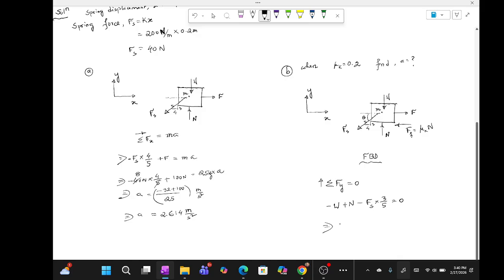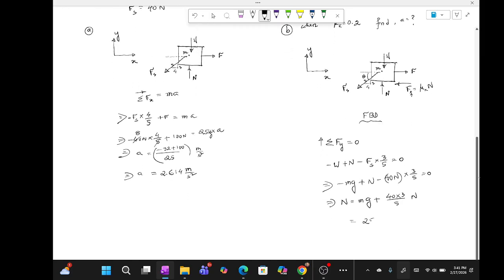So mg plus the normal force, which is unknown, minus Fs, which is known, right? Fs is 40. 40 times 3 by 5 equals 0. So this normal force can be written as mg plus 40 times 3/5 Newton.